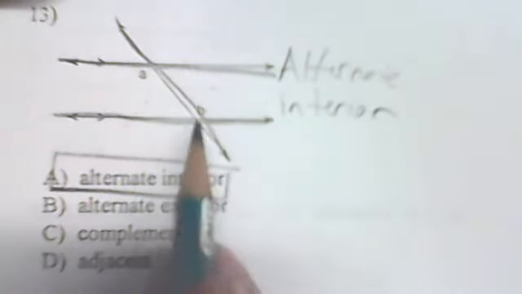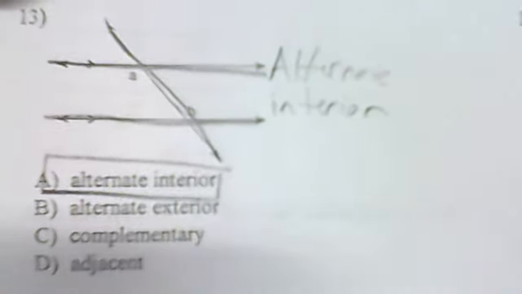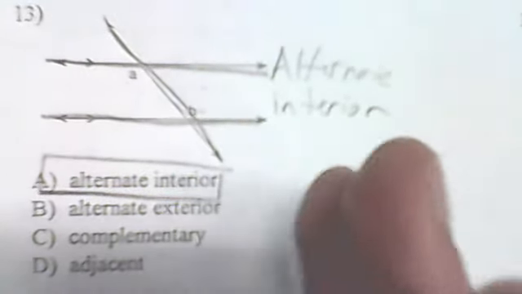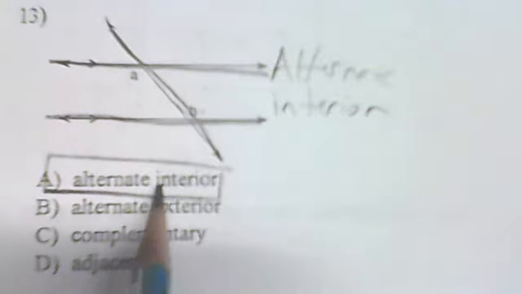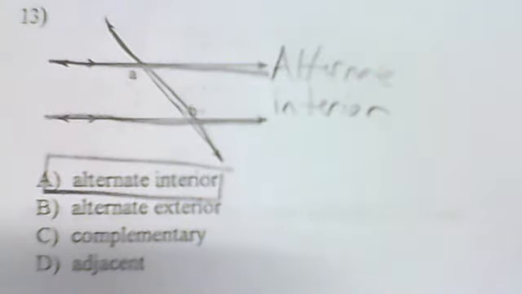We have alternate and same side. If these two would have been on the same side, we call them same side. But since A is here and B is there on different sides of the line, or alternate sides of the line, we're going to pick alternate interior angles, okay? And alternate interior angles are equal, but we don't have to use that right now.